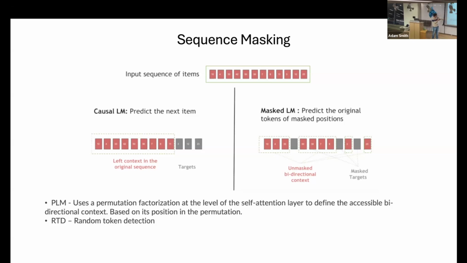There are a couple of other techniques. One is PLM, and one is RTD. RTD is random token detection. Essentially, it replaces a particular product with a random product, and then it tries to detect the incorrect product and replace it with the correct product. PLM is permutation language modeling, where it decides a particular position of a product which will be masked, and then it predicts for that particular position.